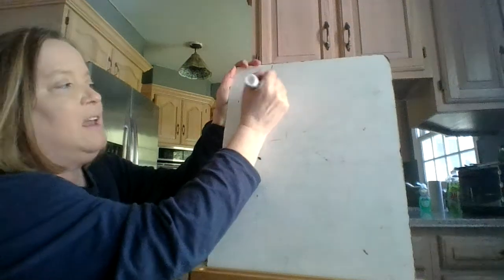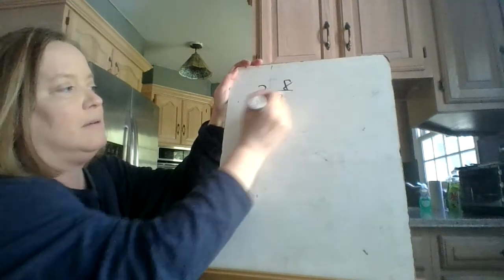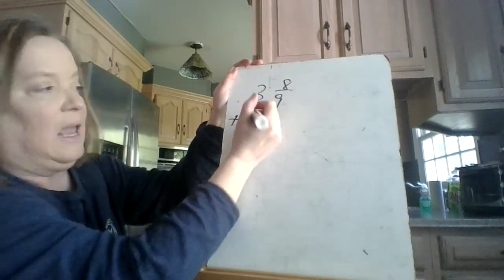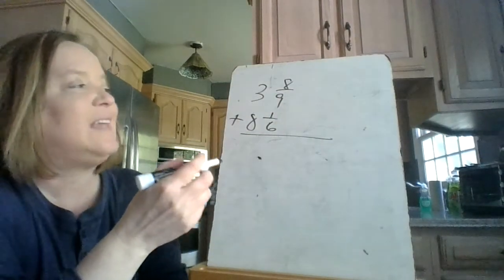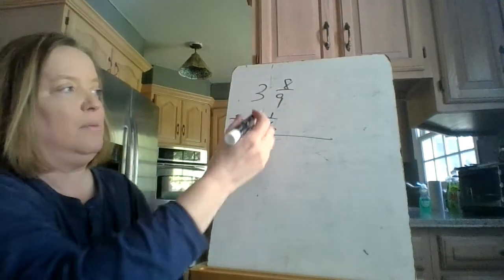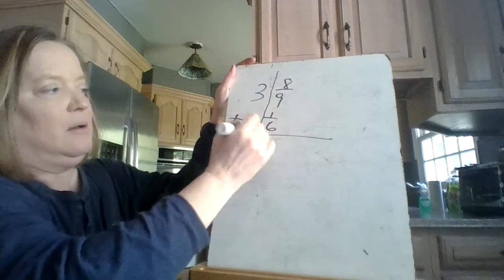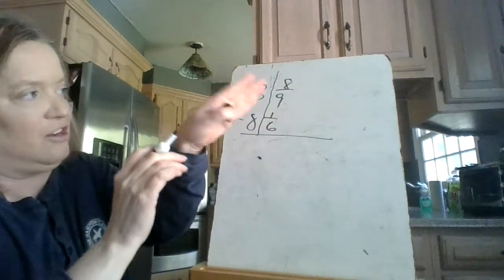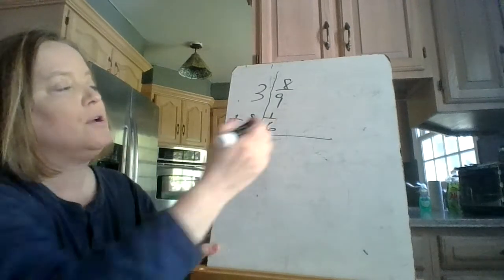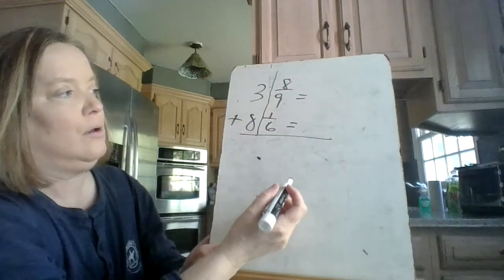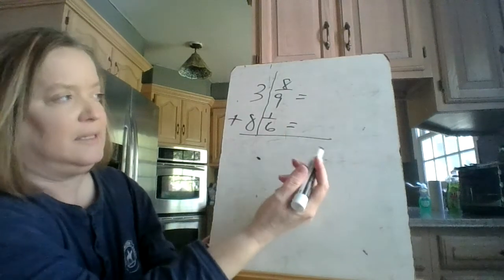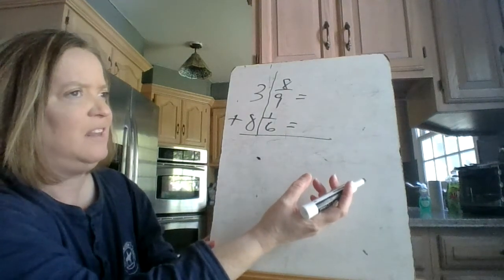Let's see. Let's try 3 and 8/9 plus 8 and 1/6. So again, I'm looking to add a mixed number to a mixed number. I'm going to kind of separate them, have them stay in their own lane. I'll add the fractions first, then add my whole numbers. So when I count by 9s and 6s, I have to think, what number do they share in common?